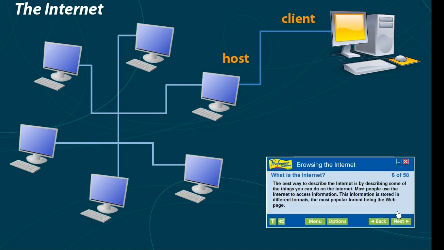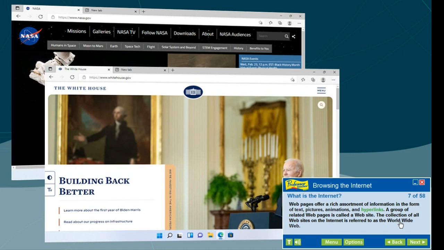The best way to describe the Internet is by describing some of the things you can do on the Internet. Most people use the Internet to access information. This information is stored in different formats, the most popular format being the web page. Web pages offer a rich assortment of information in the form of text, pictures, animations, and hyperlinks. A group of related web pages is called a website. The collection of all websites on the Internet is referred to as the World Wide Web.